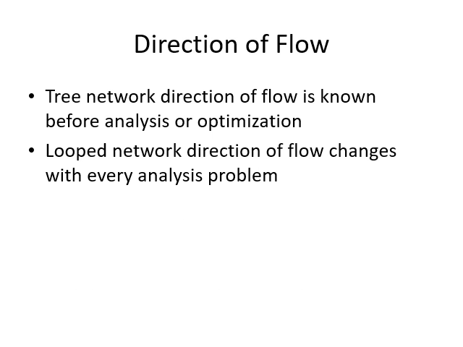Direction of flow is another issue. For a tree network, the direction of flow is known before analysis or optimization, but for a looped network, the direction of flow changes with every analysis problem. When pipe diameters change or external flow changes, we cannot decide on the direction of flow in pipes before analysis, like in the case of a tree network.